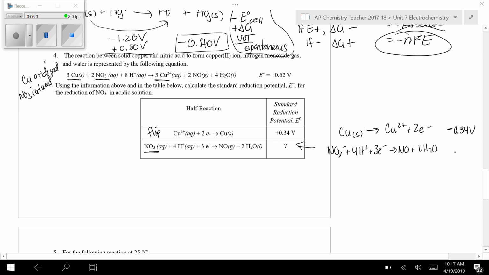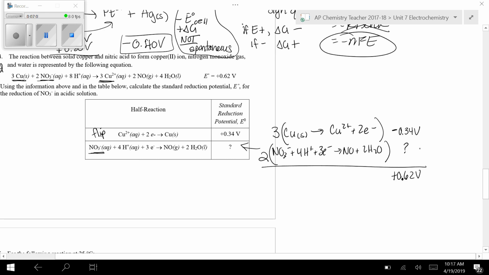And this one we don't know the voltage of, but we do know your overall reaction has a voltage of 0.62 volts. My copper is losing 2 electrons, my nitrate is gaining 3 electrons, so to get the balanced reaction, we would have to multiply the top reaction by 3 and the bottom reaction by 2. But remember, when we multiply these half reactions by a coefficient, the voltage does not change because the voltage is a ratio. So it doesn't affect this 0.34 number at all.